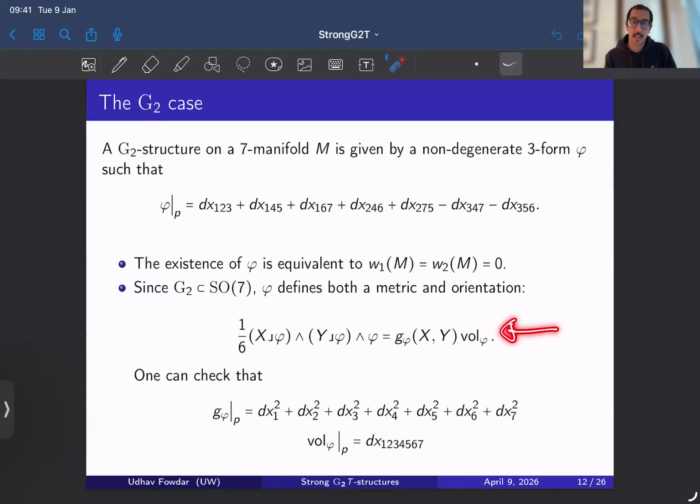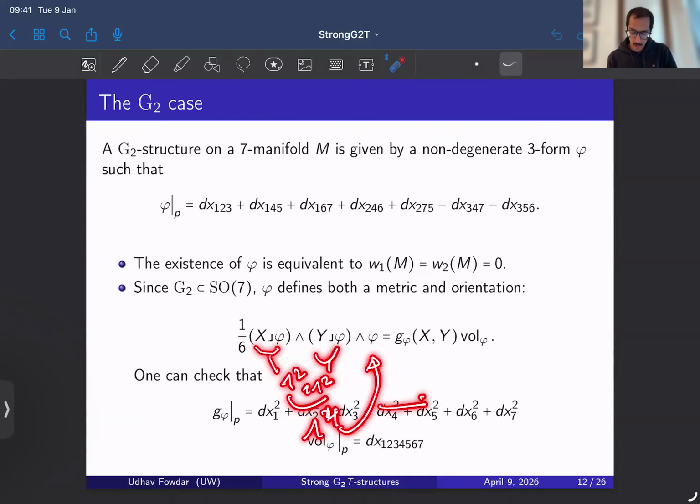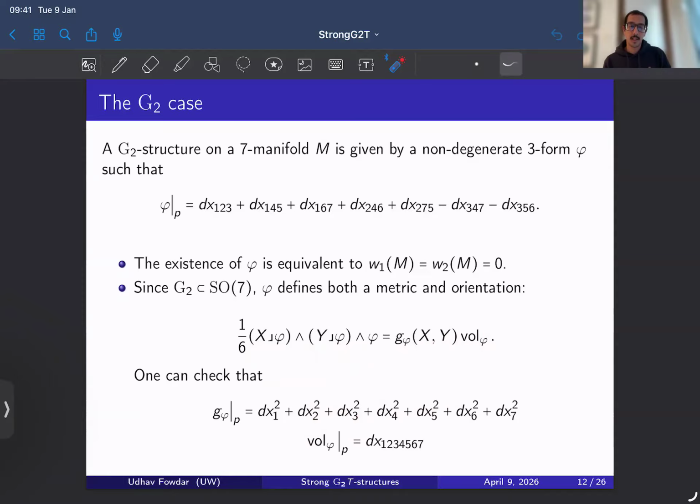And you can get it by this expression here. So here, what I've written is if you contract a vector field inside your freeform, you get a 2 form. And if you take another vector field you contract into your freeform, you get another 2 form. And then you can wedge them together. I'm going to get a 4 form, which I wedge again with my freeform. So I get something which is a 7 form, a top dimensional form. And this has to determine some volume form. And the coefficient of this term happens to be the metric. And if you check it with this pointwise model, you will find you get the standard Euclidean metric and the standard volume form at that point. Okay, this is just a matter of convention, and if you don't know about G2 geometry, now you've learned it, let's say.